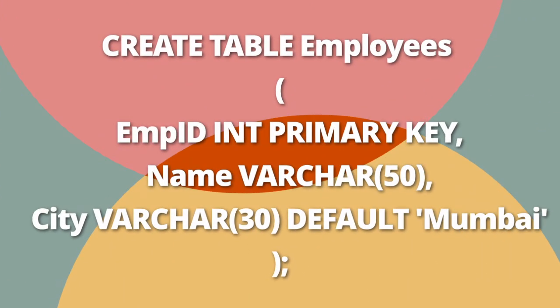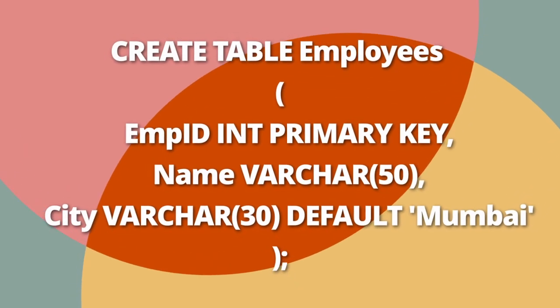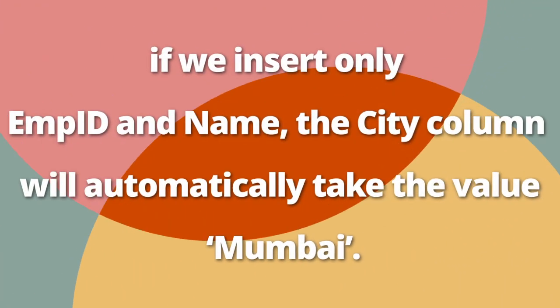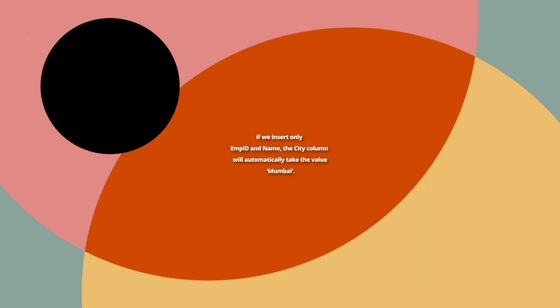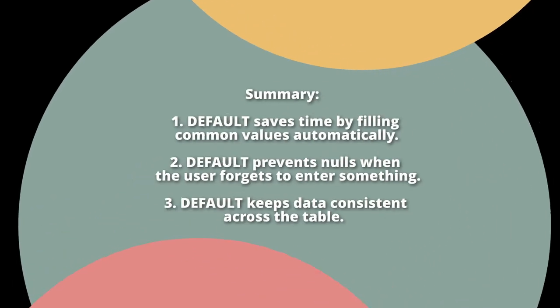Let's see a quick example. Create a table as employee. Here I'm giving a default value of Mumbai. Now, if we insert only employee ID and name, the city column will automatically take the value Mumbai. In short, default saves time by filling common values automatically.